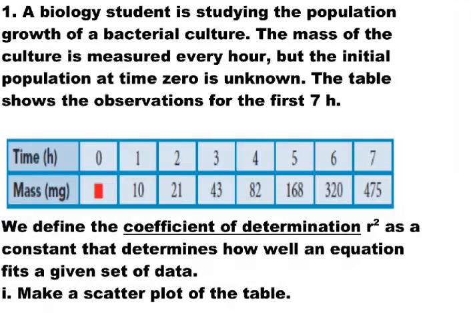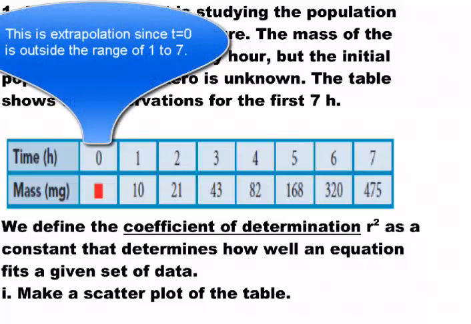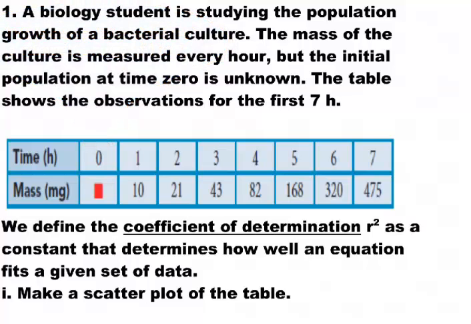The first example is a biology student who is studying the population growth of a bacterial culture. The mass of the culture is measured and it's represented in this table of values. We do not know the initial mass, which is at time 0, but we know the mass for the next 7 hours, which is given in the table of values.